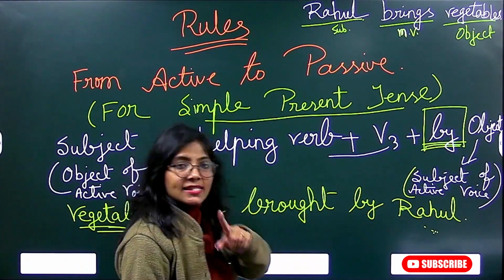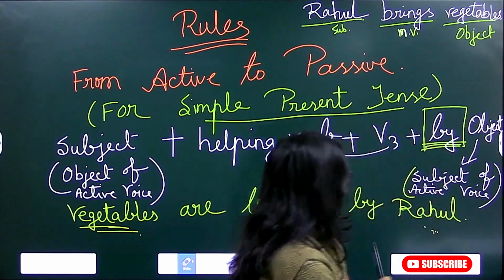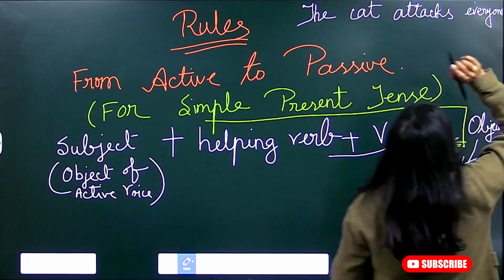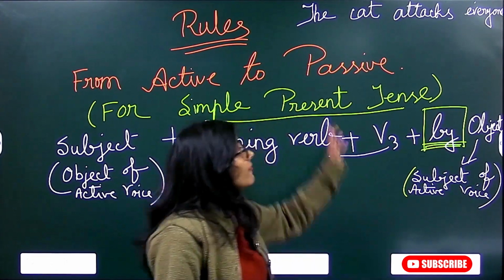Okay, so I'll give the last ever example and then we will move to the next part of it. So the last example, okay, I need to rub it out. Okay, this will be the last example. Okay, the cat attacks everyone. I have written the sentence like that. A very simple sentence again.